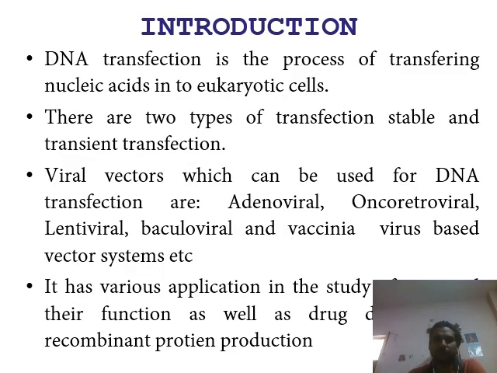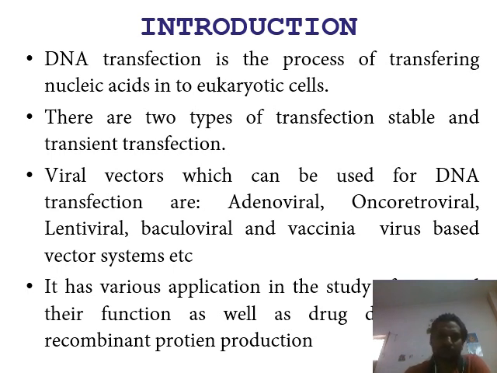Start with the introduction. So transcription is basically a process which is used to transfer any nucleic acid, it may be DNA or RNA or plasmids, into eukaryotic cells. If we broadly classify the mechanism of DNA transfection, it is of two types. One is called stable transfection and the other one is called transient transfection.